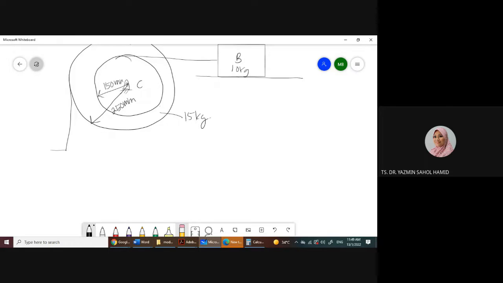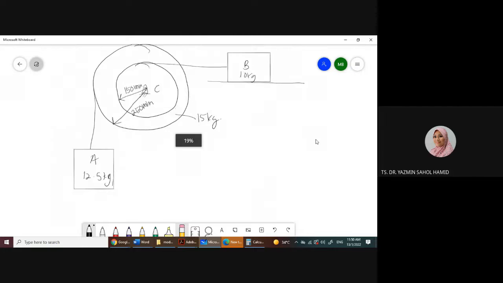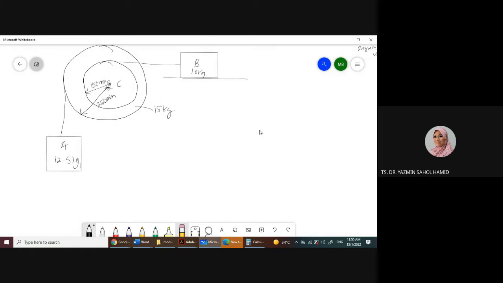Sometimes you can also change the mass of the pulley and see the difference in the results that you get. And then, what do we have? They reach a certain point here, 900 millimeter. All right, now let's answer question number one first.